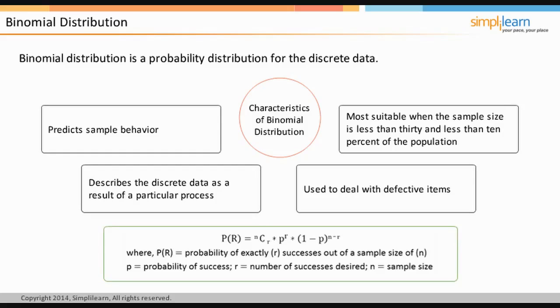The probability of exactly r successes out of a sample size of n is denoted by P(r), which is equal to nCr multiplied by p to the power of r and (1 minus p) to the power of (n minus r). In the equation, p is the probability of success, r is the number of successes desired, and n is the sample size. To continue discussing the binomial distribution, let us look at some of its key calculations in the following screen.